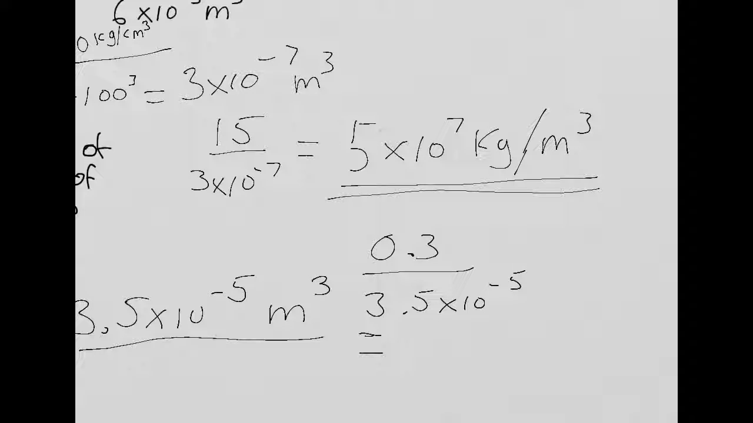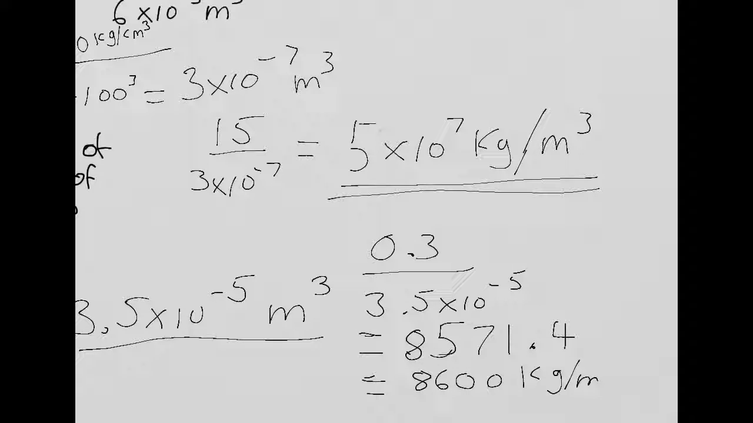What I'm going to do though is round it a little bit. So what do you get? 8,571.4. But I'm just going to give it to two significant figures, so 8,600, and that's in kilograms per meter cubed. Don't forget the unit. And there we are.